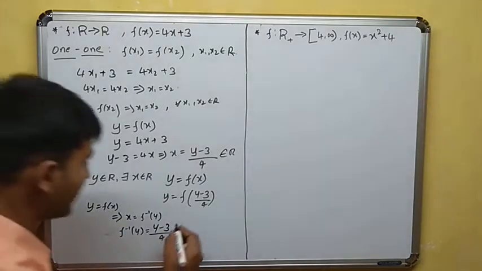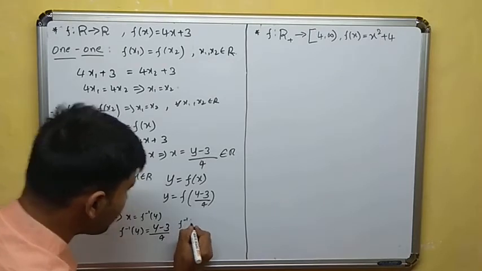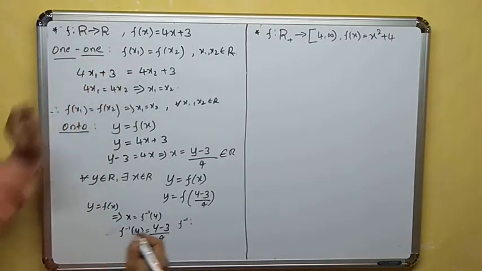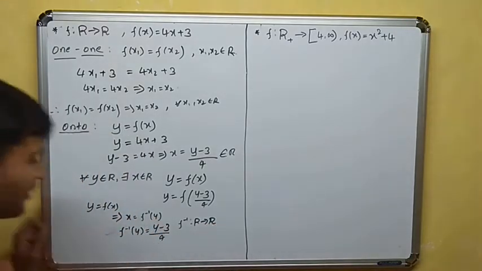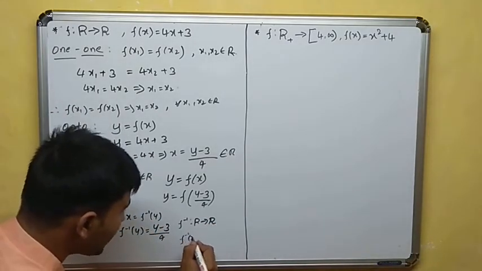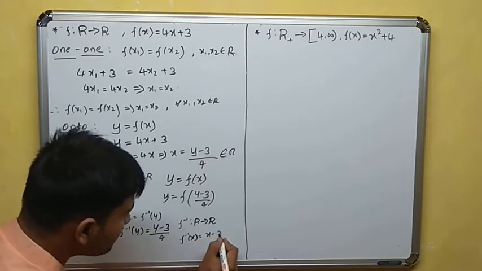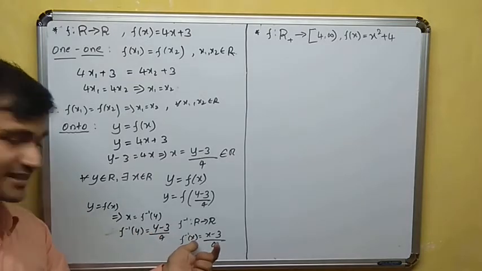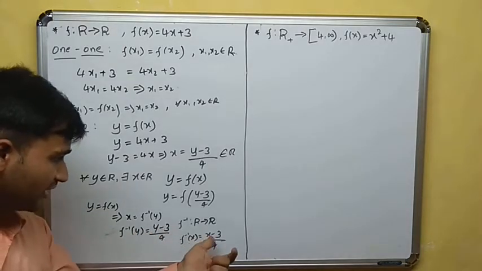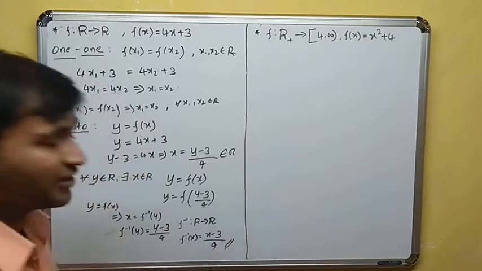Therefore, we can say f inverse is a function from R to R, given by f inverse of x is equal to x minus 3 divided by 4. In place of y, we can replace this with x. On the right-hand side also, it is x minus 3 divided by 4.